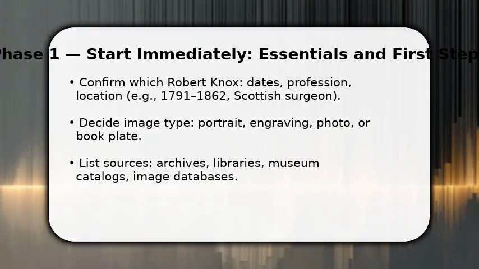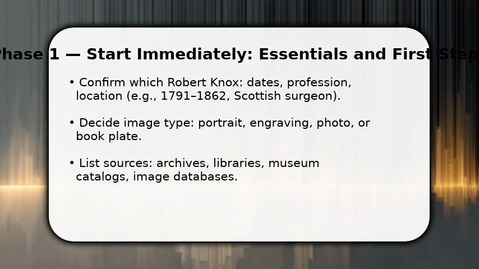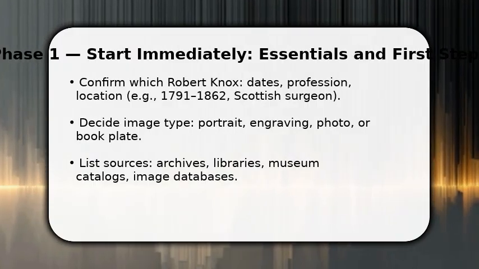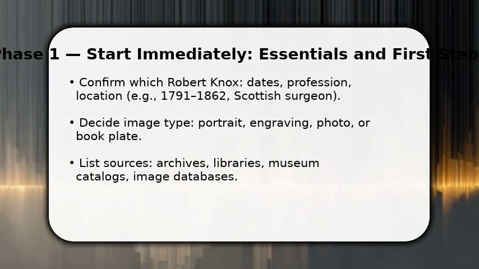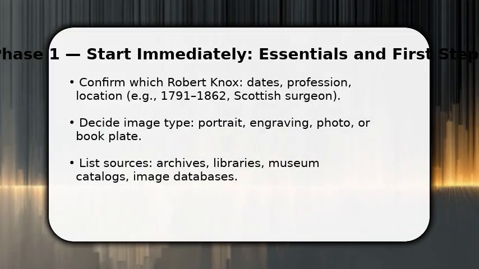You begin by narrowing which Robert Knox you mean and why you need the image. This saves time. Once clear, pick the image type, engraving, portrait, or photograph, and note distinguishing details like date or collection. Make sure to compile a short source list.